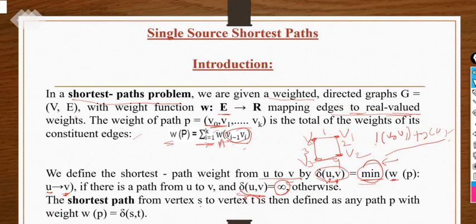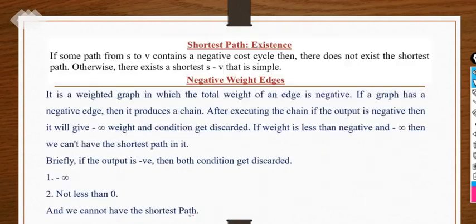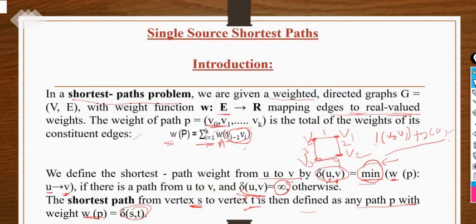The shortest path from S, any vertex, to the vertex T is defined as any path P with weight W(P), having some weight like the transition from S to T. If we are moving from vertex S to vertex T, it consists of some weightage here. So it's indicating a simple thing. This is the introductory or theory part regarding the shortest path algorithm.